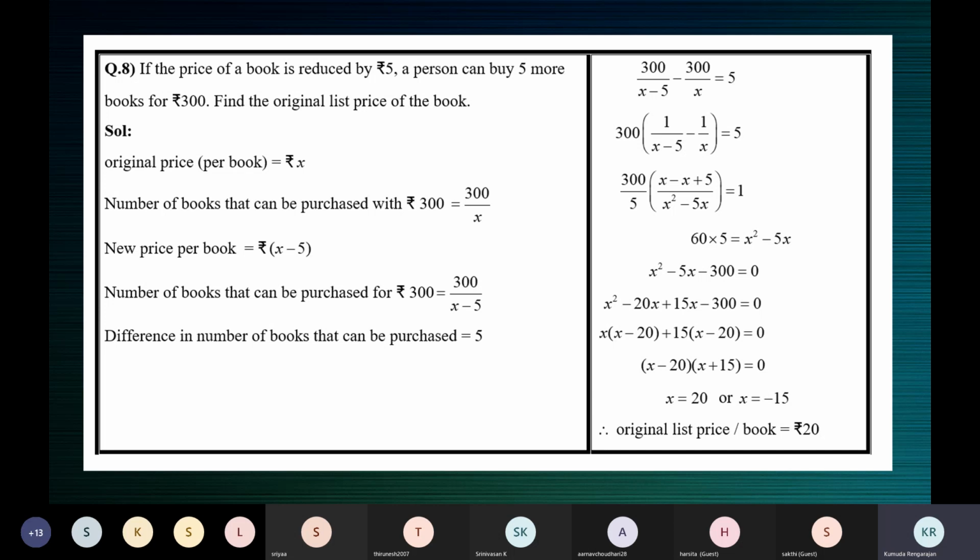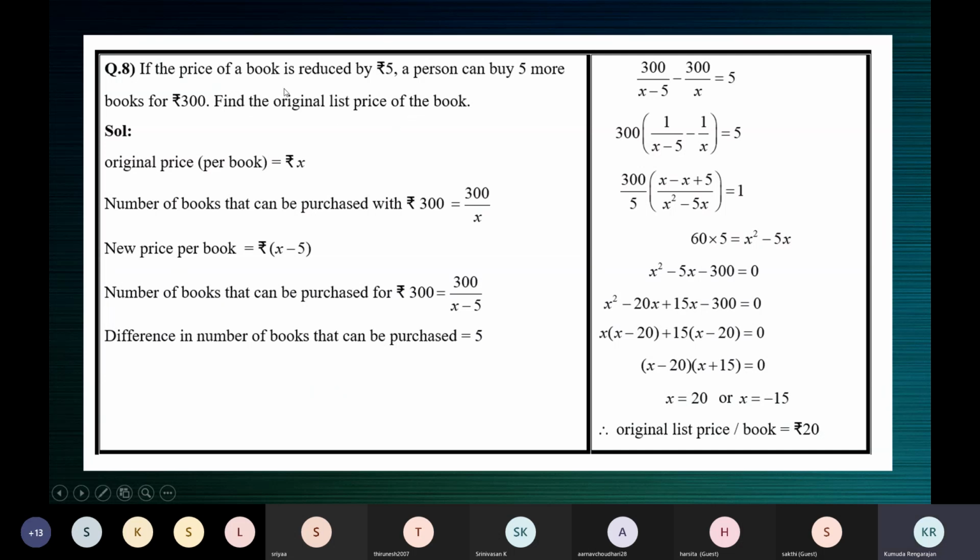So here it is, number of books that can be purchased is equal to, see, the number of books you can buy is equal to the total money you have with you divided by the cost per book. The total money you have with you divided by the cost per book will give you the number of books you can buy. So when the cost per book is less, then you can buy many books. Okay.